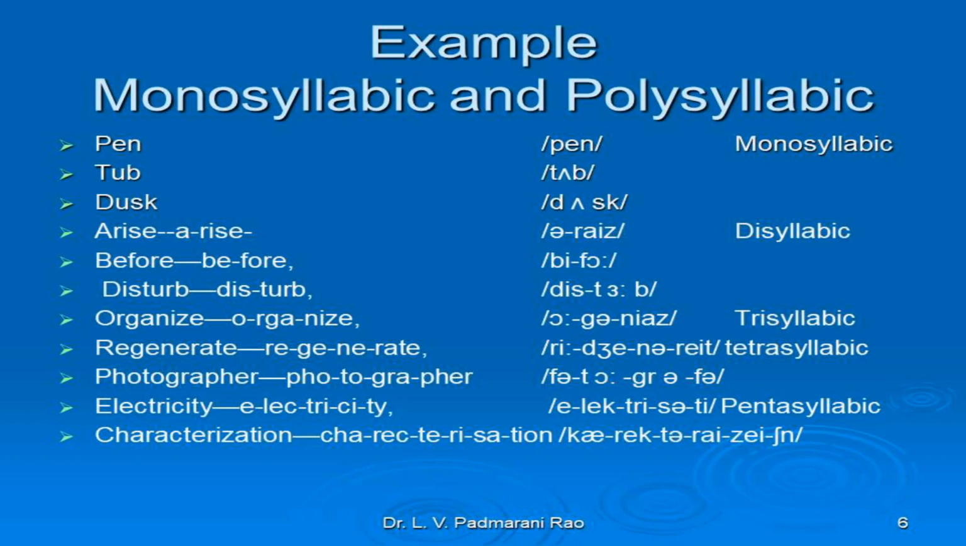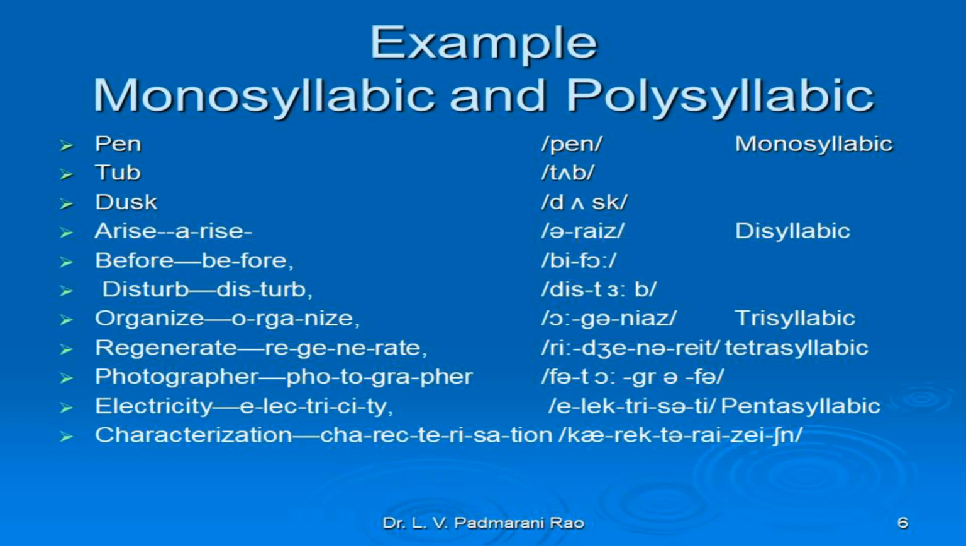Regenerate. So four syllables are there and hence it is a tetrasyllabic word. And similarly is photographer. Four syllables are there, so it is a tetrasyllabic word. Come down to the next word, electricity. E, lec, tri, si, ty. Electricity. So five syllables, hence it's a pentasyllabic word.